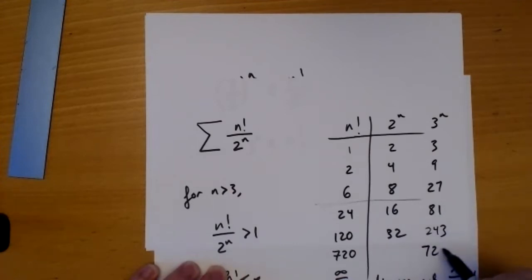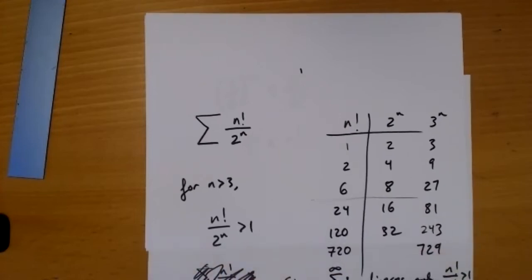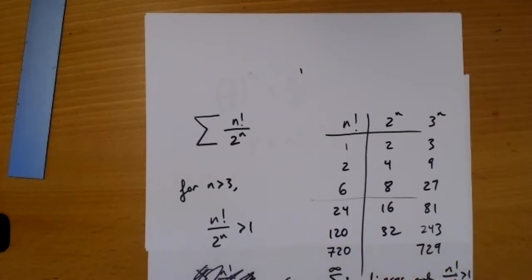729. No, it doesn't. The next one would, though, because you're only multiplying by 3 on the next step, and you're going to be multiplying by 7 on the next step after that. You see what I mean?